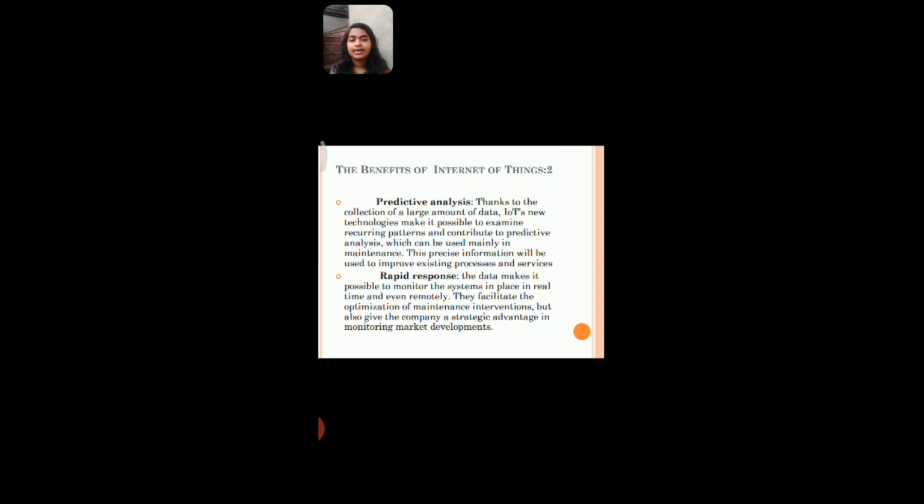Next point is predictive analysis. Thanks to the collection of large amounts of data, IoT's new technologies make it possible to examine recurring patterns and contribute to predictive analysis, which can be used mainly in maintenance. This precise information will be used to improve existing processes and services. Rapid response: the data makes it possible to monitor the system in place in real time and even remotely. They facilitate optimization, maintenance and intervention, but also give the company a strategic advantage in monitoring market developments.